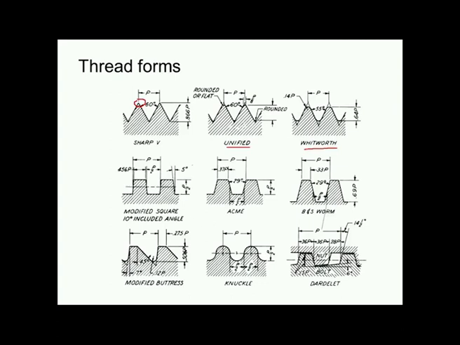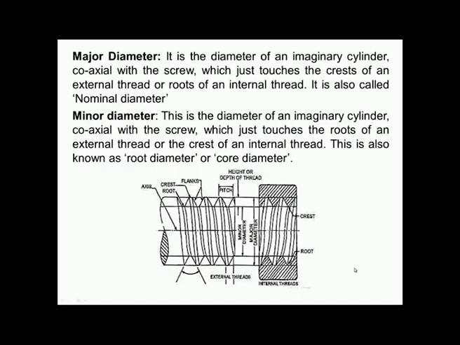And then modified square, 10 degree included angle. These are modified square threads used in power screws, and Acme threads wherein the included angle is 29 degree. Similarly, we have modified buttress and then knuckle threads. So, like this different thread forms are available. Now, what is the major diameter? We can understand from this diagram.